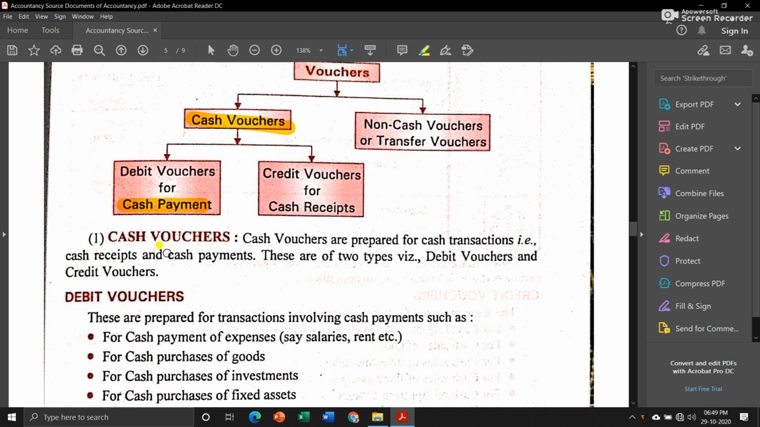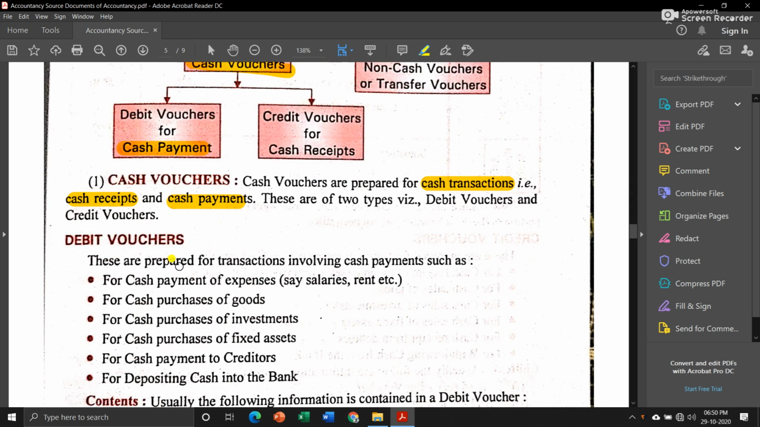Now let us see what are cash vouchers. Cash vouchers are prepared for only cash transactions, that is either cash receipts or cash payments. There are two types of cash vouchers, debit vouchers and credit vouchers. Now let us see what are debit vouchers.